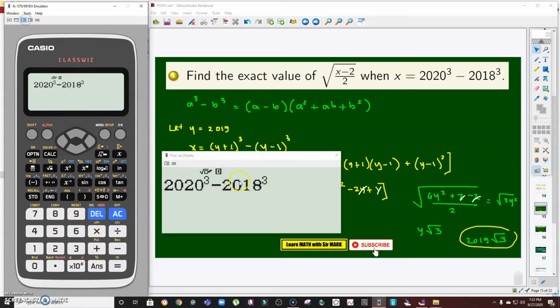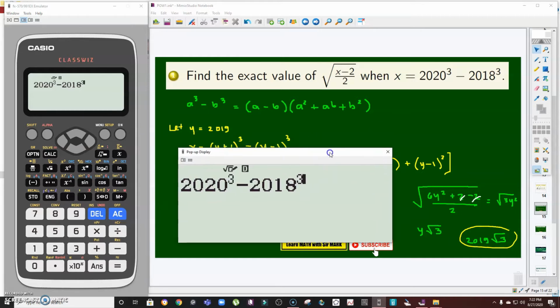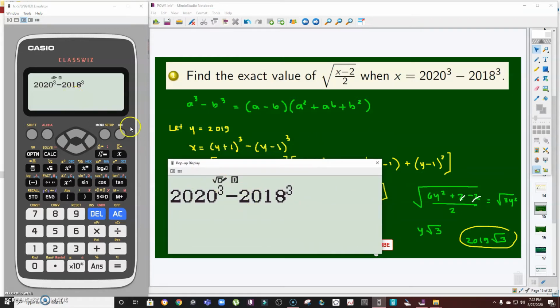Let's zoom in on the screen. There you go, this is what you can see on my screen. Again, 2020 raised to 3 minus 2018 raised to 3. Then I'm going to press this button above 7, the store button. I'm going to click it and then press X. See that arrow going towards X? It means that whenever you press X, that means 2020 cube minus 2018 cube. Okay, so then that's it.